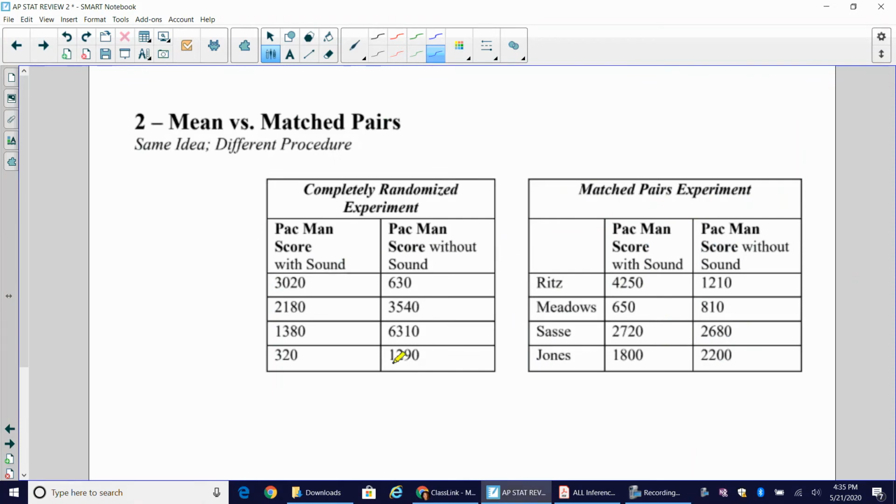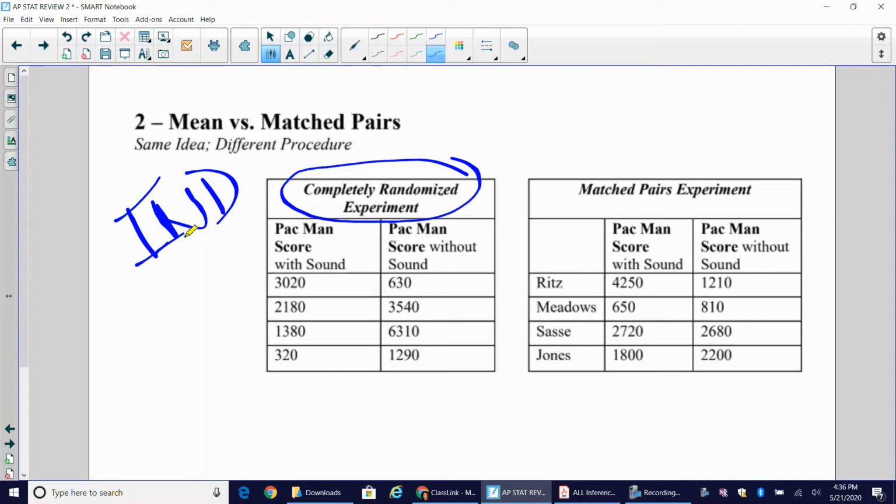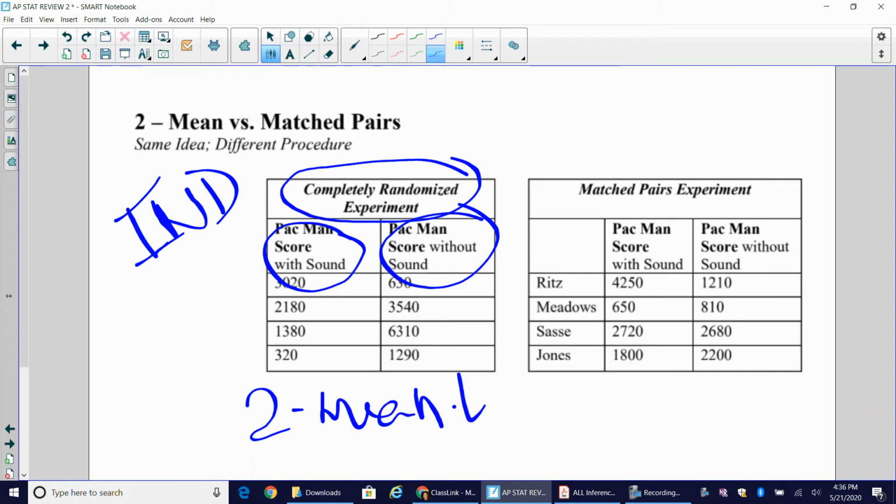So look at this difference here. We have a completely randomized experiment. That means we have independence between 2 groups. In a completely randomized experiment, we've got independence between these groups. So I would want to look at the mean of the Pac-Man scores with sound and compare that to the mean of the Pac-Man scores without sound. And I would do a 2 mean t-test.